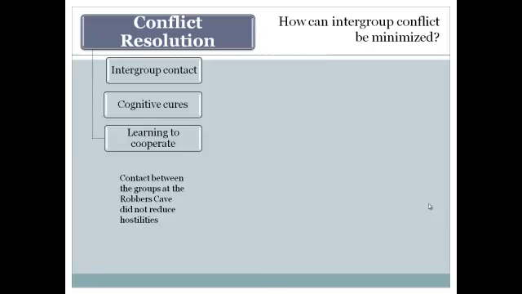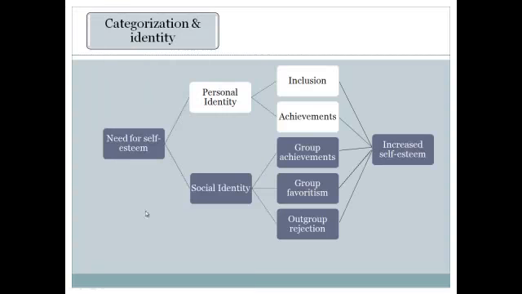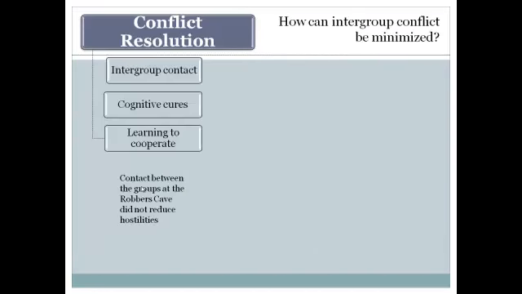Okay, now we're going to be talking about conflict resolution. How can we minimize intergroup conflict? What can we do to, if not prevent it, how can we resolve an already existing conflict? Basically, the contact hypothesis talks about, essentially the basis being that getting group members together, having contact, can potentially reduce conflict. But the contact that happened between the Rattlers and the Eagles at the Robbers Cave study did not reduce the hostility.